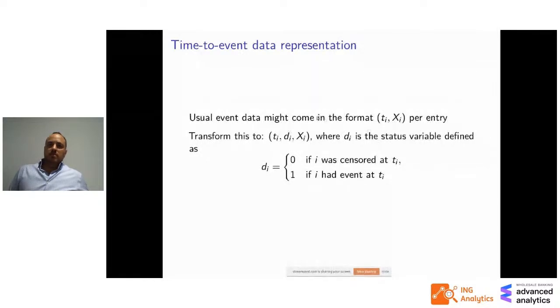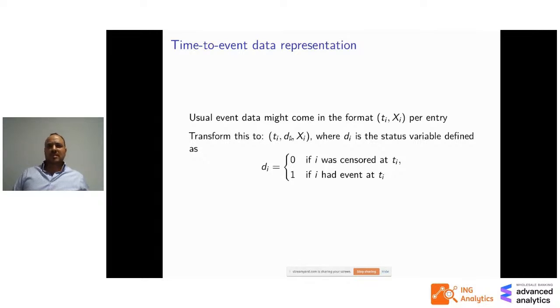But you have to transform this, where DI is this indicator variable, where you set it to 0 if they were censored. So if the trial ended and they were still alive, thankfully, or if they dropped out of the trial, so you didn't observe the final outcome. And TI is the time at which that happened. And XI is our usual covariate.